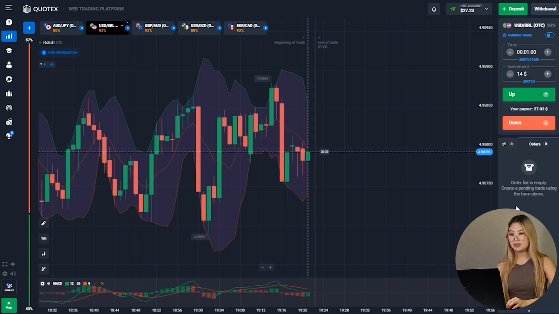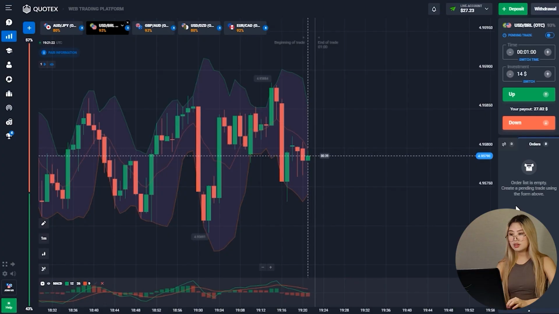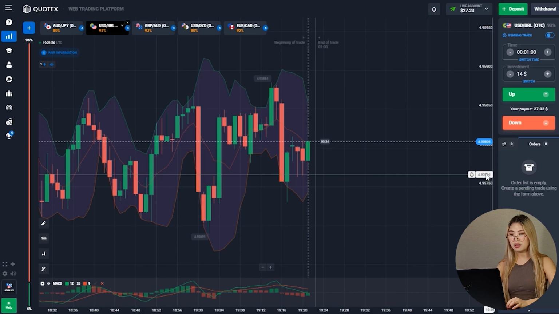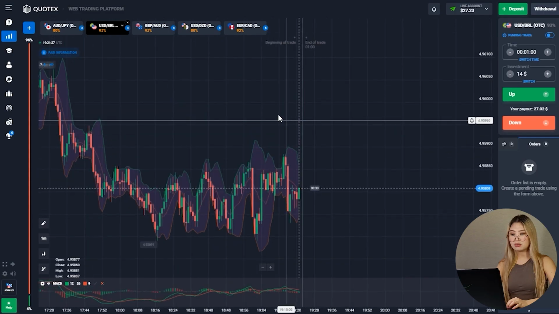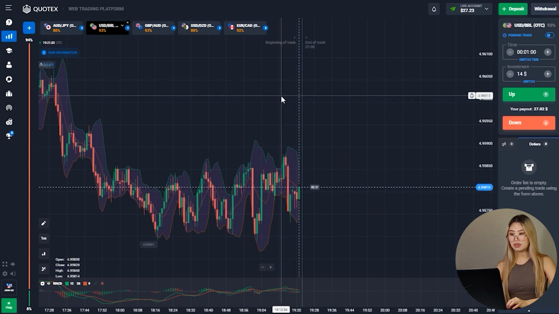And by the way, I don't recommend anyone to withdraw their first winnings. It is better to reinvest this money because you will be able to earn much more, and in the future you will be able to withdraw a much larger amount than now.